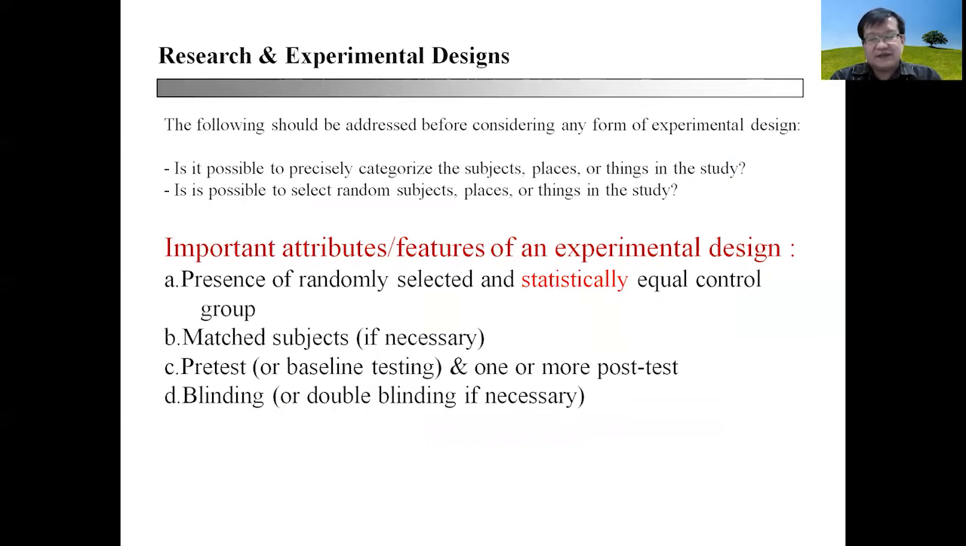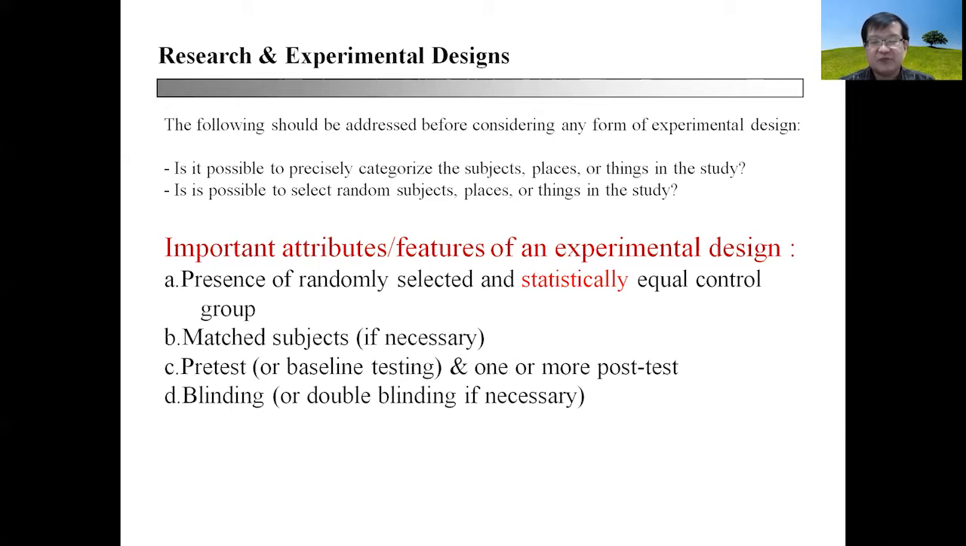So then we come to this particular consideration. The following should be addressed before considering any form of experimental design, because by considering all these factors, you have much better control over all the factors. So important attributes and features of experimental design should be, number one, the presence of a randomly selected or statistically equal control group. And then you should have a matched number of subjects so that you know that you are doing a balanced comparison. And where required, you may need to measure pre-exposure readings first, or the so-called baseline value.